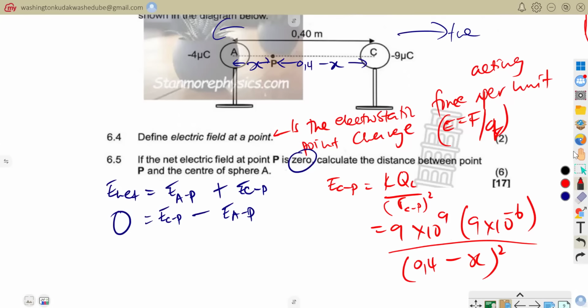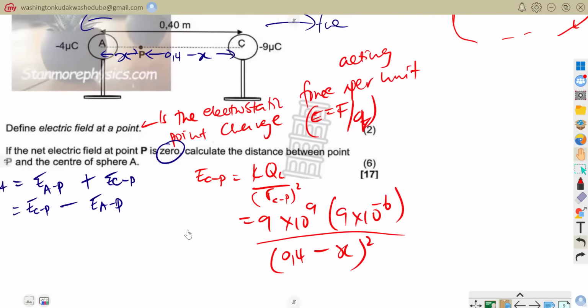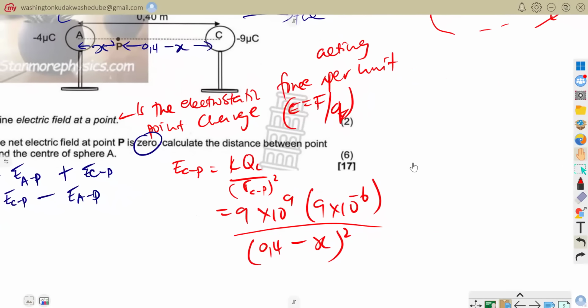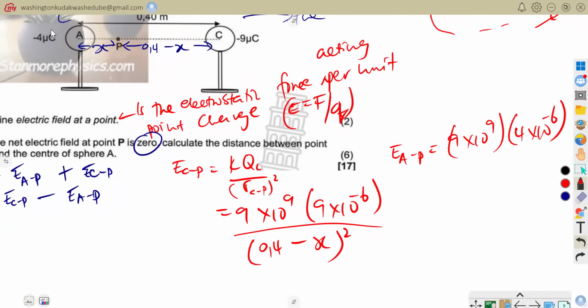What about the electric field due to what? Due to A on P. Electric field due to A on P. That is E A on P. That would be equal to 9 times 10 to the power 9 times 4 times 10 to the power minus 6. Now we are having 4 there. It's no longer 9. 4 microcoulombs, 4 times 10 to the power minus 6. This is the charge that I put there. All over, the distance is now x. So this would be x squared.